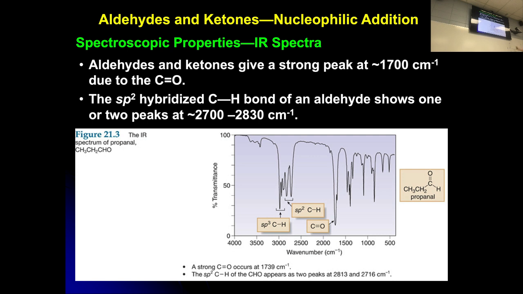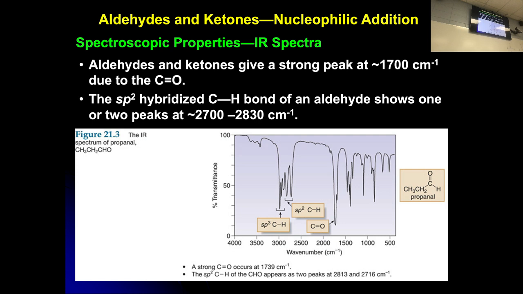Both of these have a C double bond O, so in the IR spectrum, we're going to expect to see that carbonyl stretch between what and what? Where do we start in IR? What's the number? 1,500. So between 1,500 and what? 2,000. We expect to see a nice, strong absorption, right?